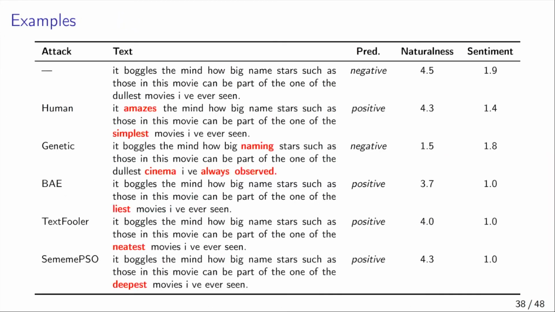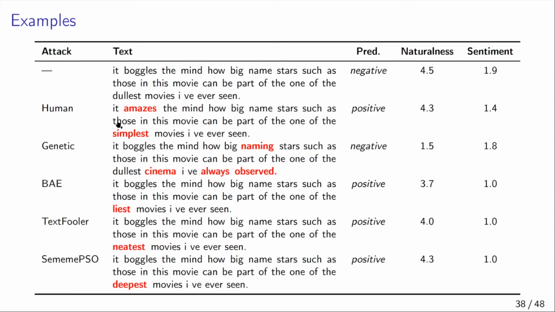Here's an example sequence of the data set. In the first row, we have the unperturbed sequence. It boggles the mind how big name stars such as those in this movie can be part of one of the dullest movies I've ever seen. Prediction is negative. The mean naturalness rating here is 4.5 and the mean sentiment rating is 1.9, which is good because it is a negative sequence and the sentiment match is there.